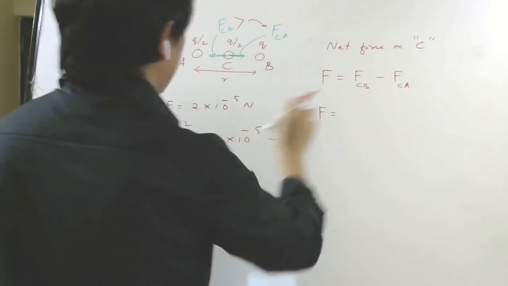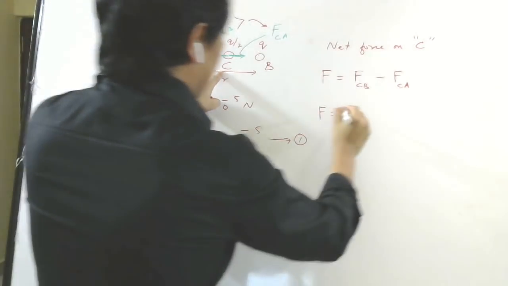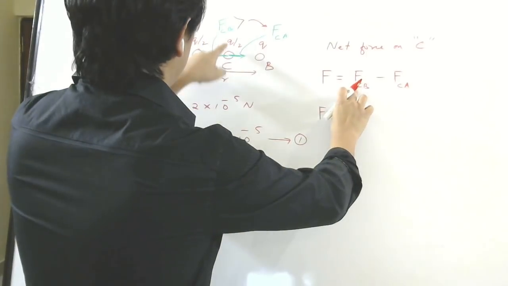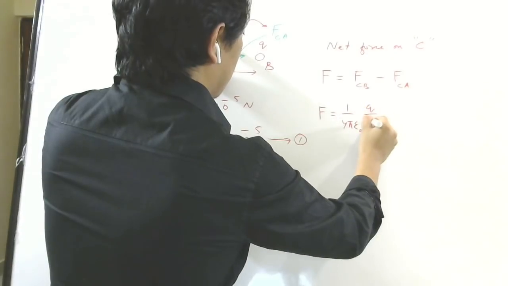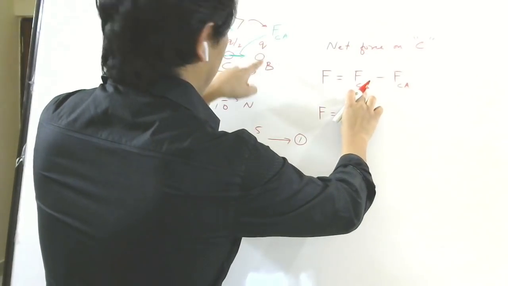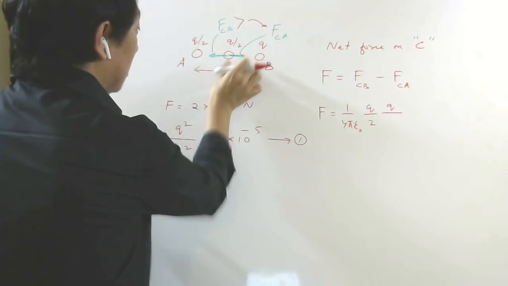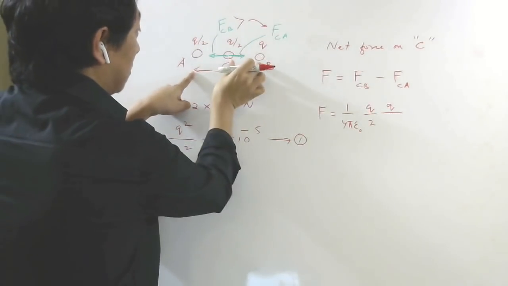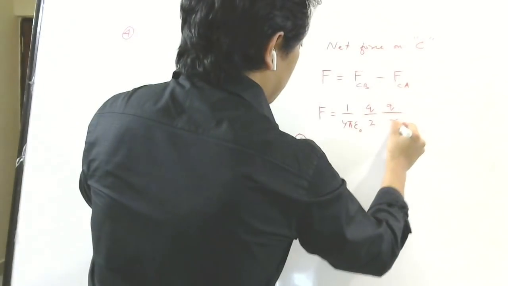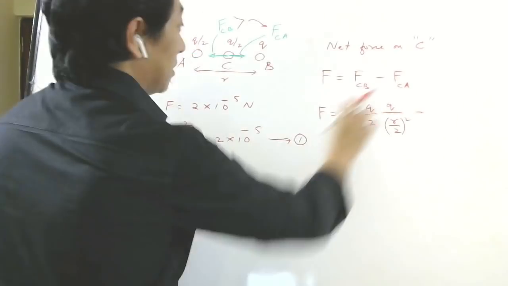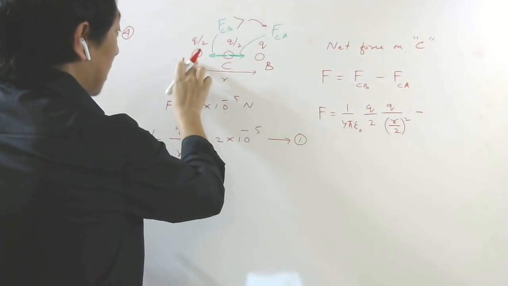So CB means between C and B, right? So 1 by 4 pi epsilon naught. Charge on C is Q by 2. Charge on the second body B is Q, divided by this distance. Now this I have written R. So this will be how much? R by 2. So R by 2 whole square, minus. This is force between C and A.